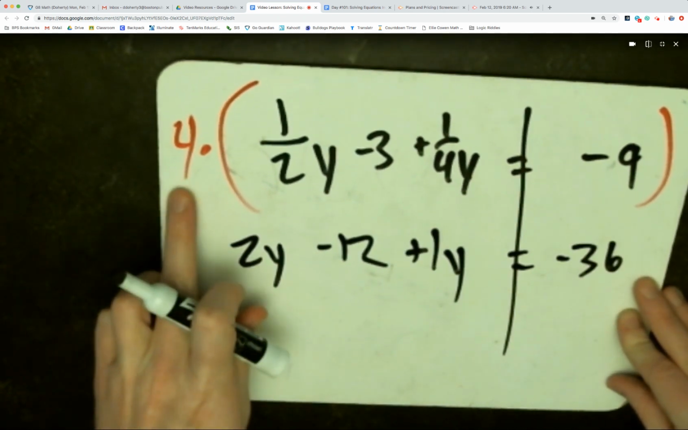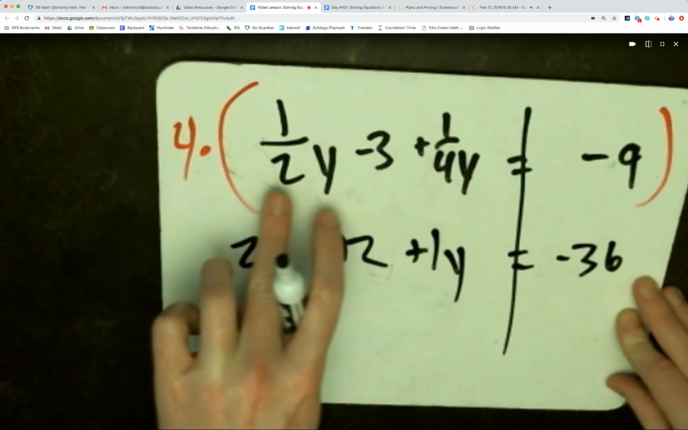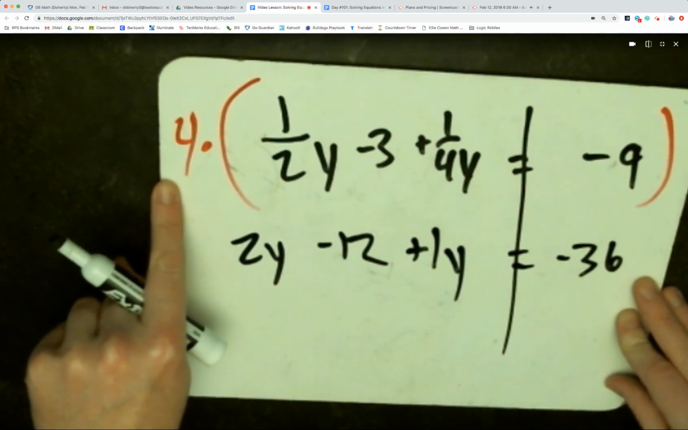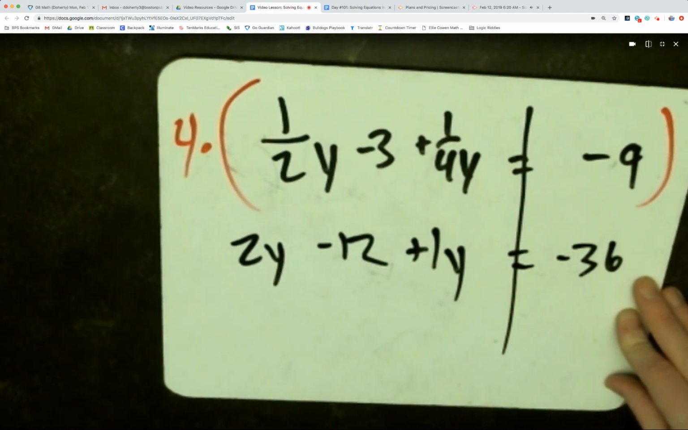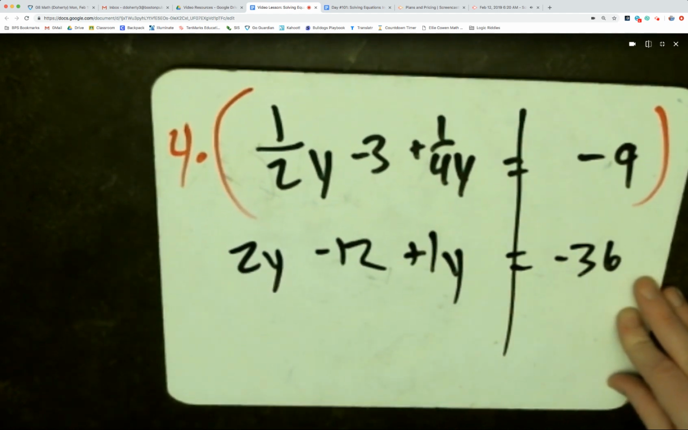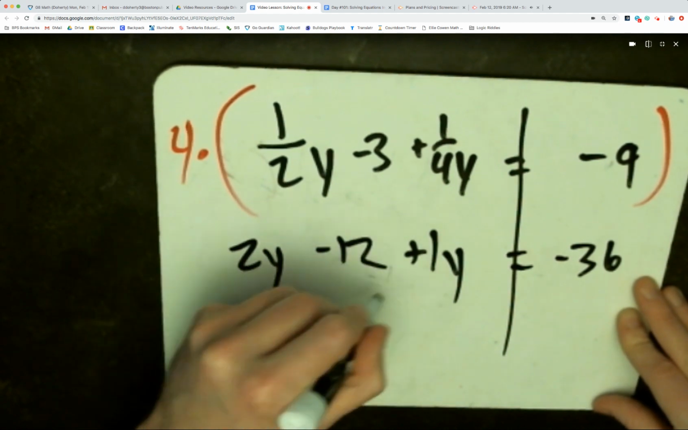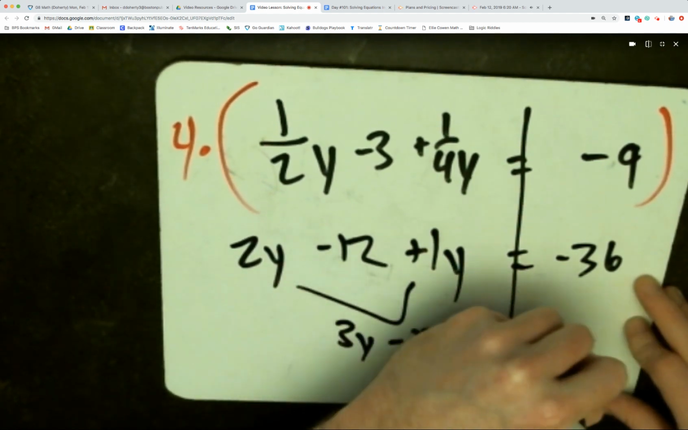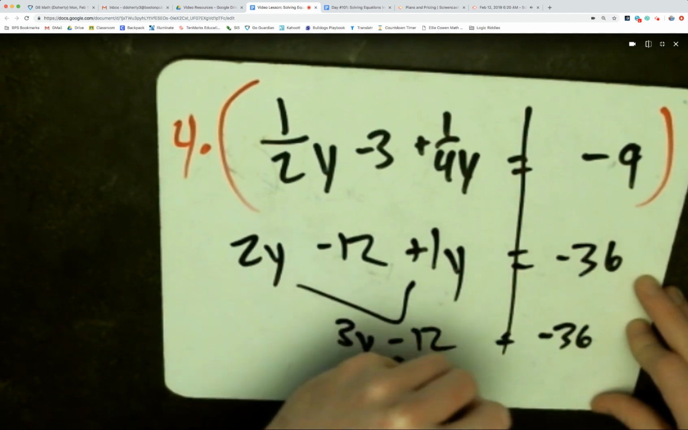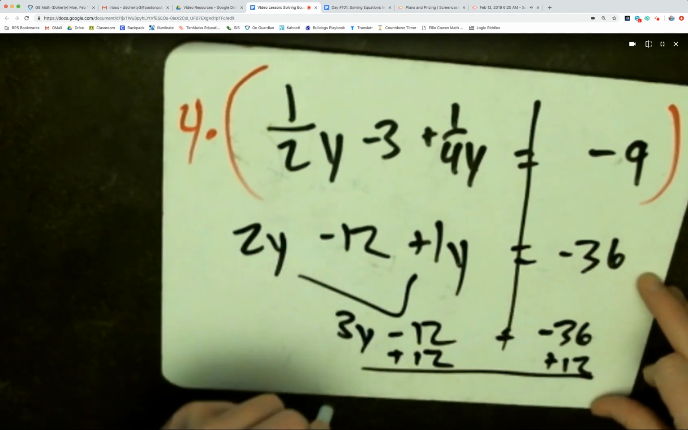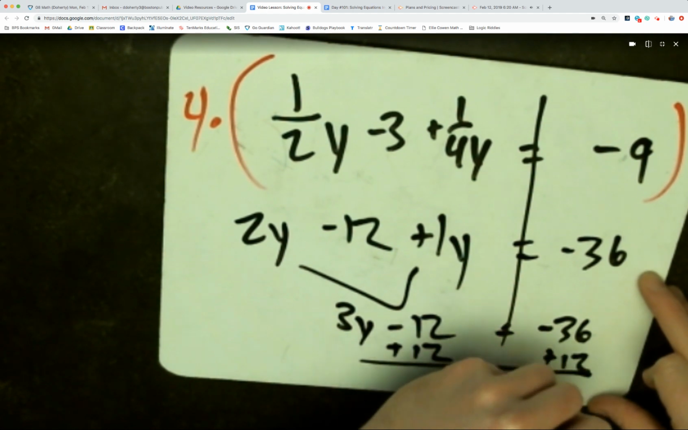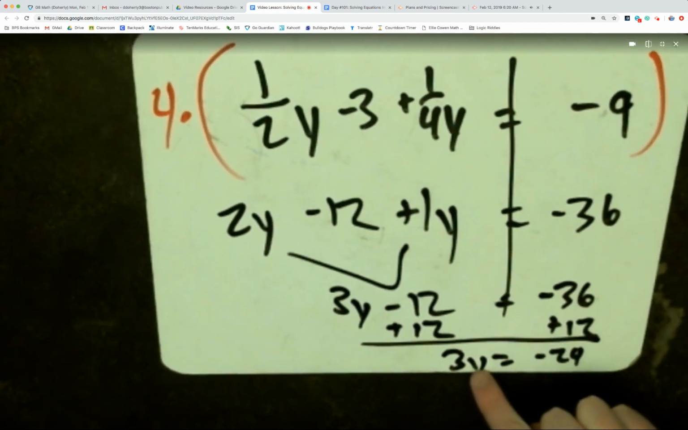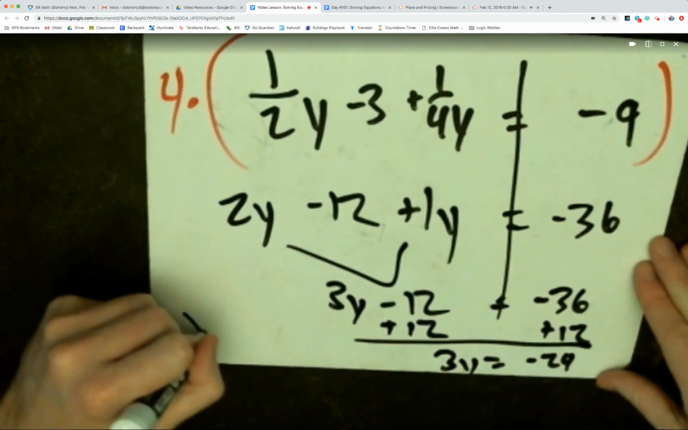By doing this, by multiplying the entire equation, every single term by the least common multiple of these two denominators, I eliminated the fractions. Now I can combine 2y plus y. That gives us 3y minus 12 equals -36. Add 12 to both sides. 3y equals -24. Remember that we got y equals -8 earlier. -8 times 3 equals -24.